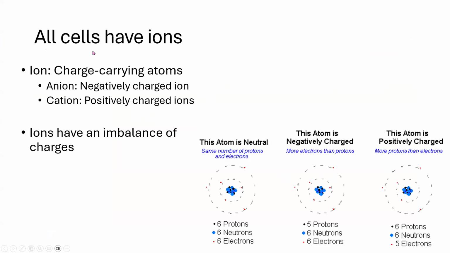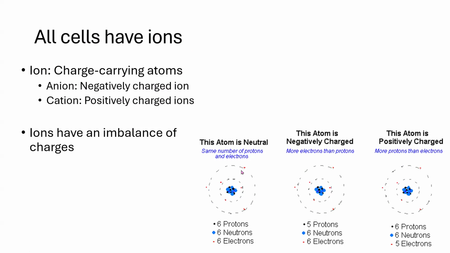So, a little chemistry background. All cells have ions. So that translates to all neurons have ions, right? Ions are charge-carrying atoms. We can have atoms that are negatively charged and some that are positively charged.